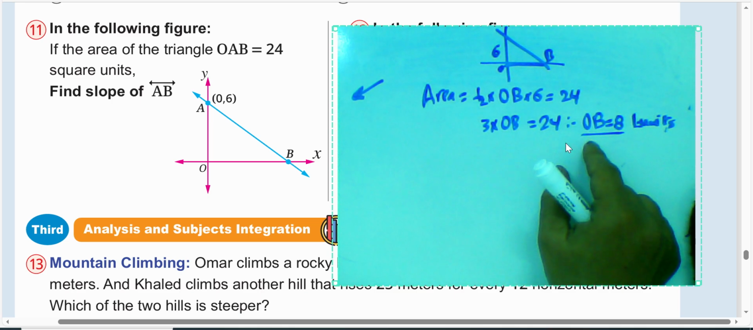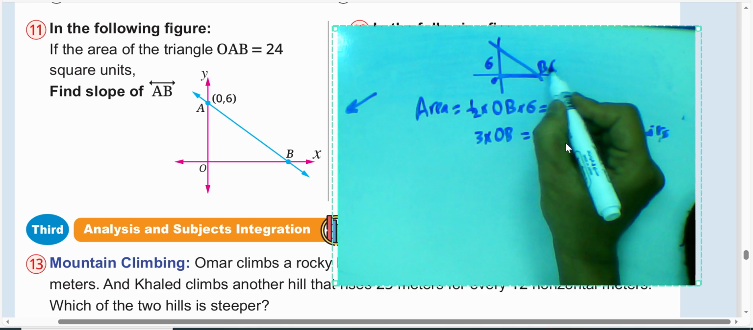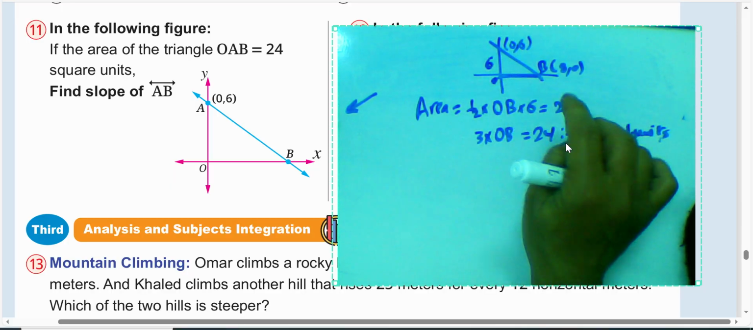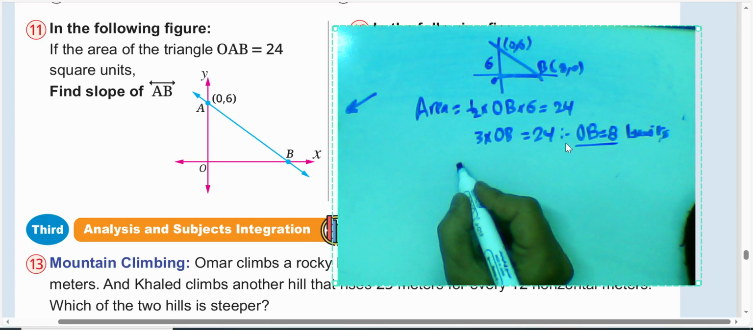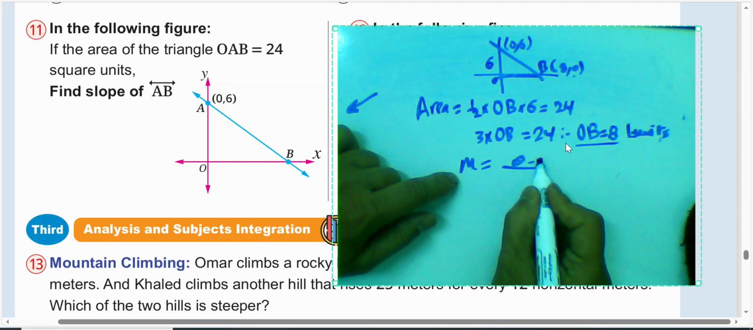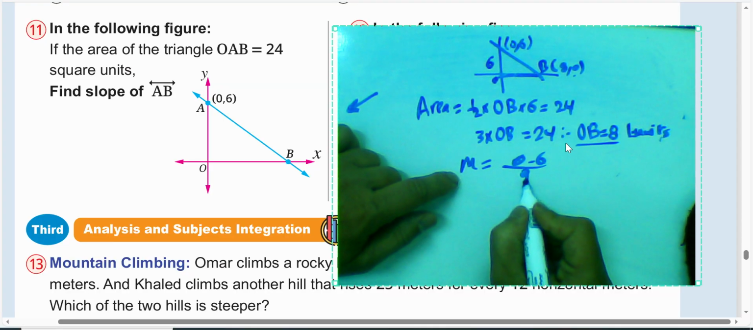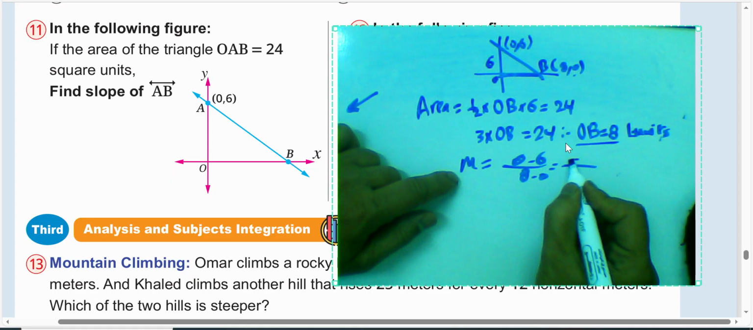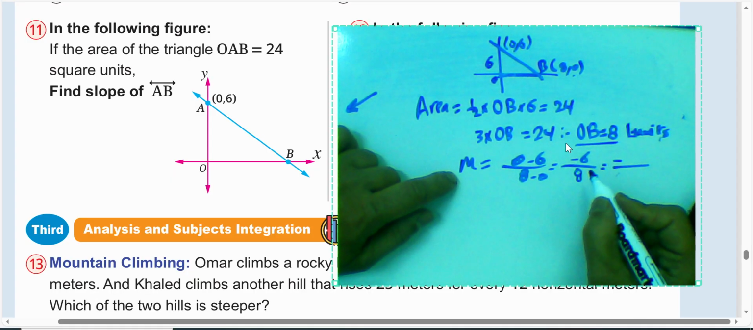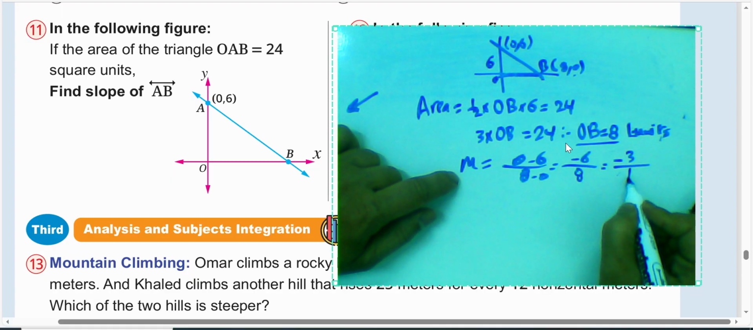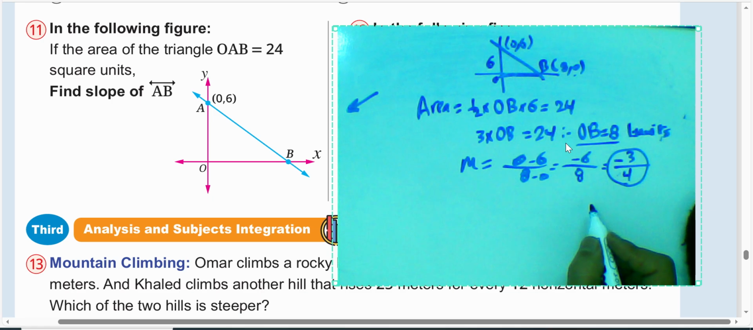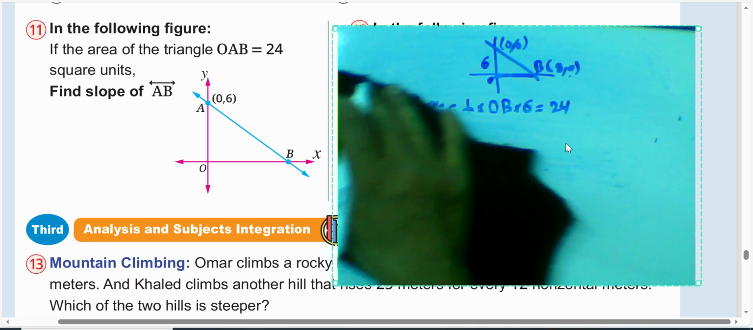Okay, I found OB is 8, then the coordinates of B are (8, 0). We have points (8, 0) and (0, 6). Then the slope: we can write 0 minus 6 over 8 minus 0, which is negative 6 over 8. You can simply divide by 2 up and down. 6 divided by 2 equals 3, and 8 divided by 2 equals 4. Then the slope will be negative 3 over 4. Okay, this is the slope. This is the first question.